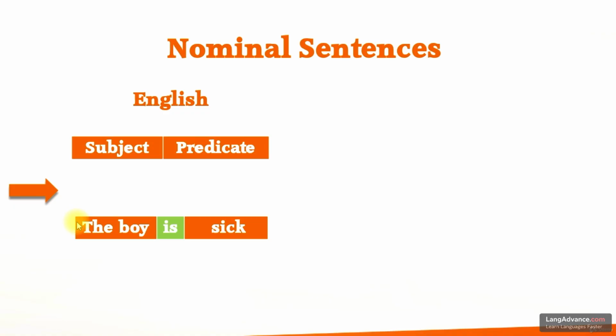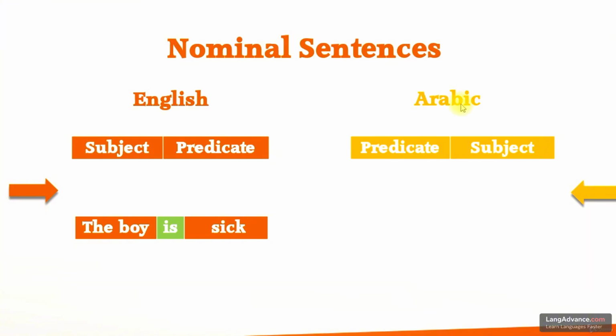And if we have to write the same thing in Arabic, it will be, so in Arabic we start from the right, so we have the subject on the right. In English we have the subject on the left. So here we have subject here and subject on the right here in Arabic, and predicate will be on the left. And this is the Arabic sentence equivalent to the boy is sick. So al-waladu, the boy, maridun, is sick. So all nominal sentences will consist of a subject and a predicate.